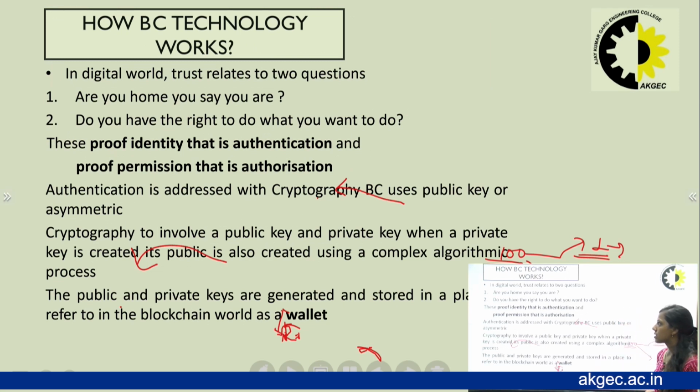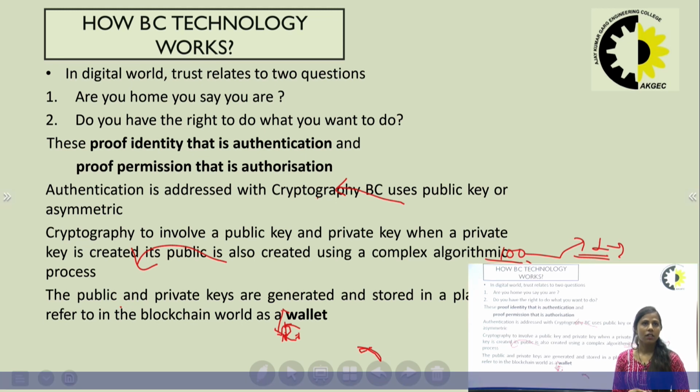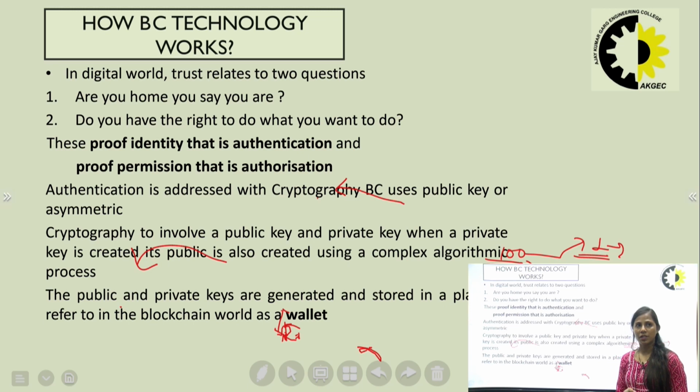So let's discuss how blockchain technology works. In the digital world, how can we identify that a transaction is valid, that it is authorized, meaning it is done by the particular person only? So these two terms come under blockchain technology: authorization and authentication.